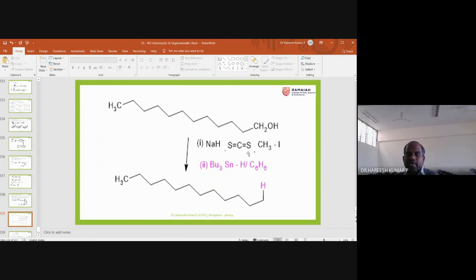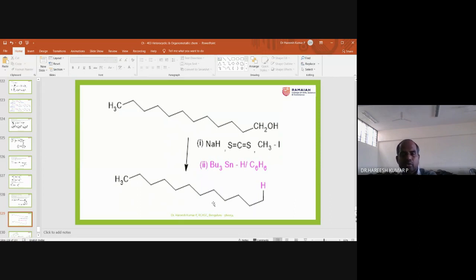So that anion reacts with an electrophile. Again, S minus forms, and that S minus reacts with methyl. Then that is treated with tributyl tin hydride, and this OH is replaced with hydrogen. If you want to write the mechanism for the conversion of this alcohol to this hydrocarbon, you can write it. So with this, I will go to the next slide.